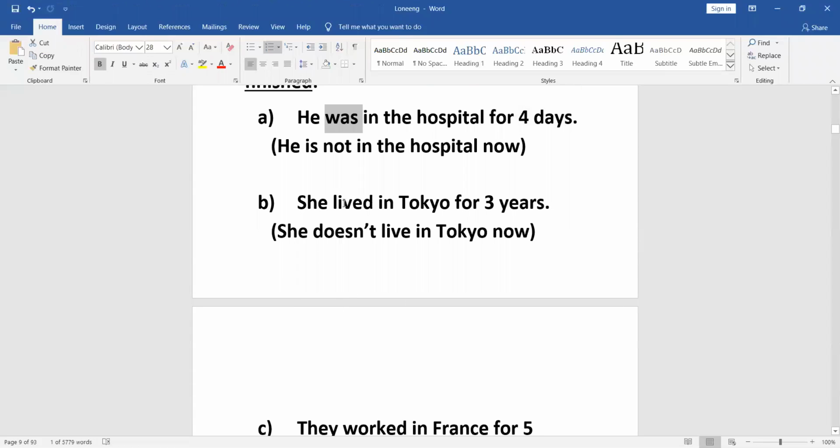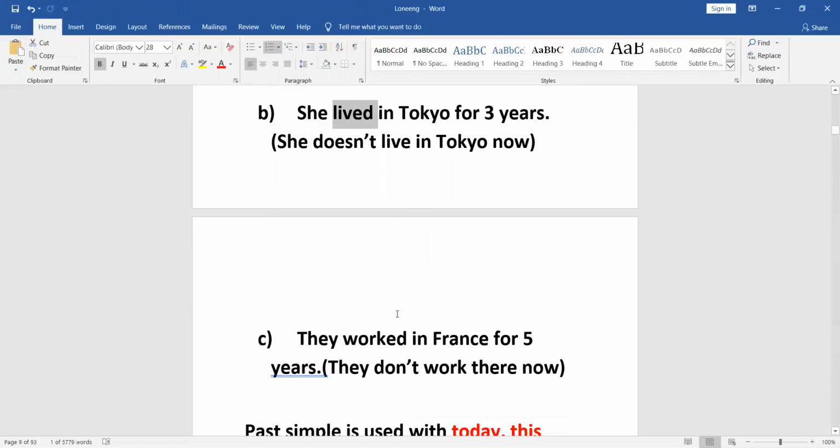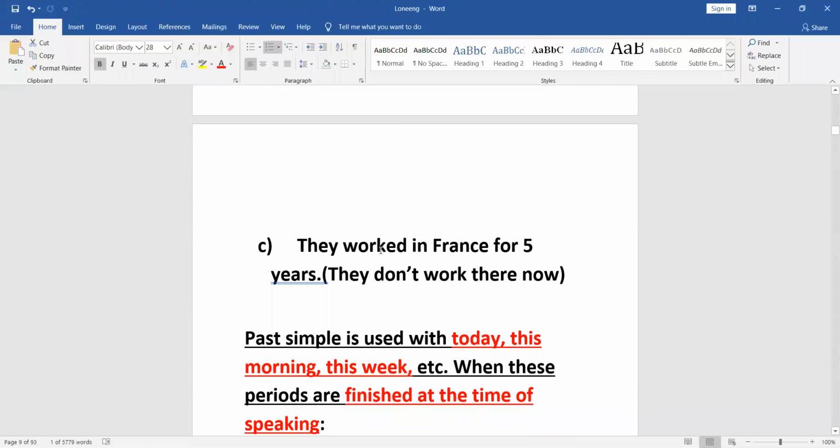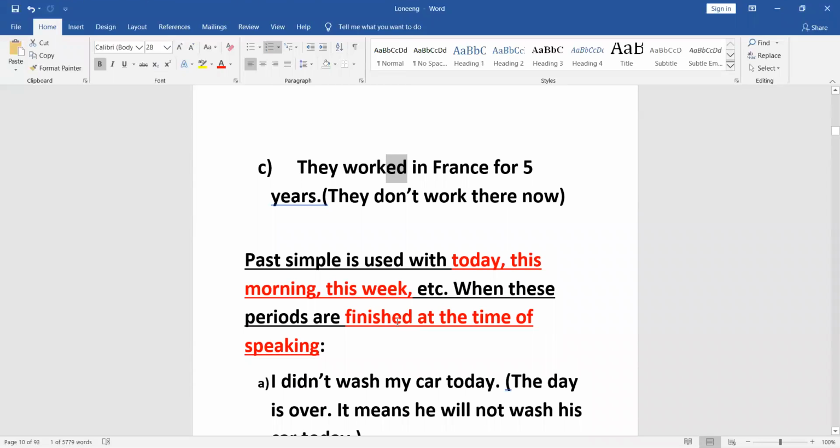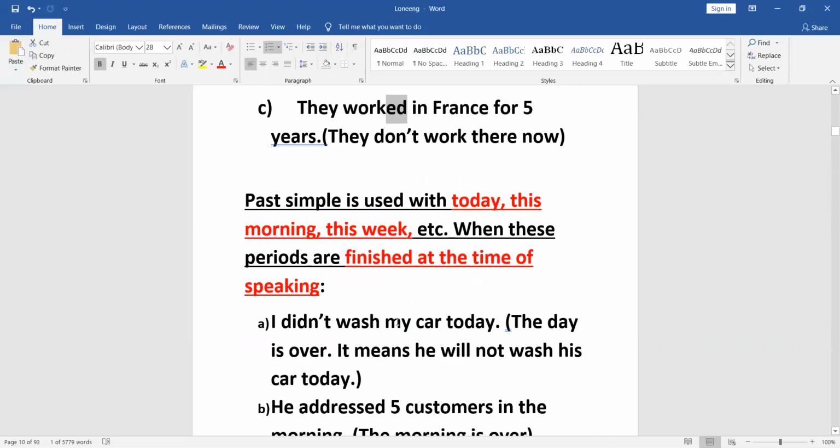B, she lived in Tokyo for 3 years. For how many years? 3 years. But she's not living there right now, but she lived there in the past. C, they worked in France for 5 years. So the word "worked," this "ed," indicates that it is the past tense. So they don't work there anymore, or they're not working there right now.